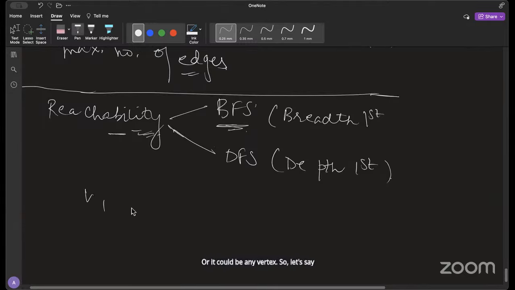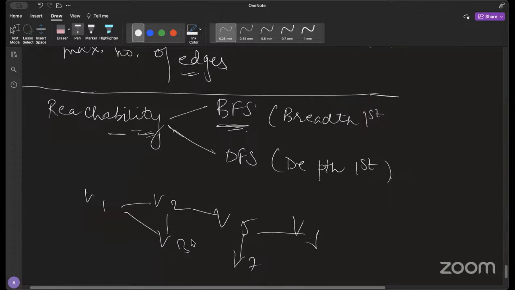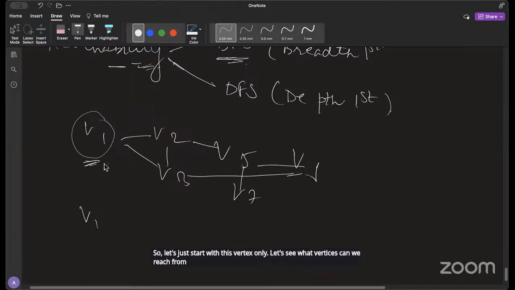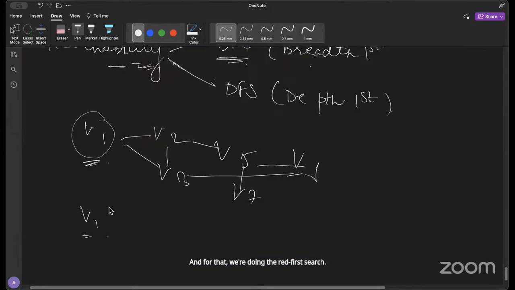So let's say you have a graph V1, V2, V3, V5, V6. Let's say you have this graph, and in this graph, let's just start with this vertex only. Let's see what vertices we can reach from the first vertex. We are trying to find all the vertices that we can reach from this vertex, and for that, we're doing the breadth first search.